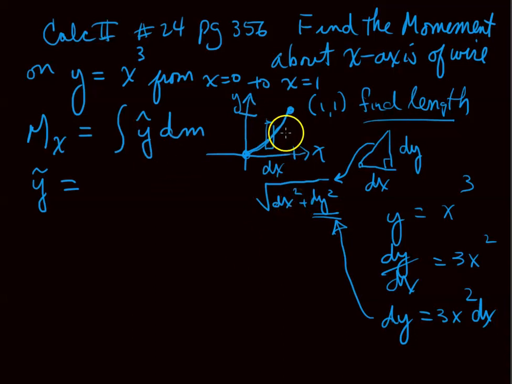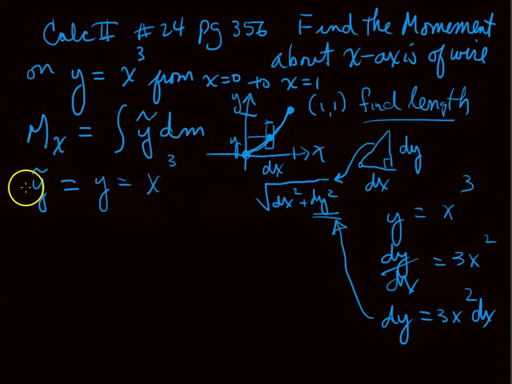Okay, and this tilde looks like a cap. Tilde y is really where this is for that x. X is x and y is just y, right? So this is so easy, it's hard, I think. So y tilde is just y, which is the x cubed.